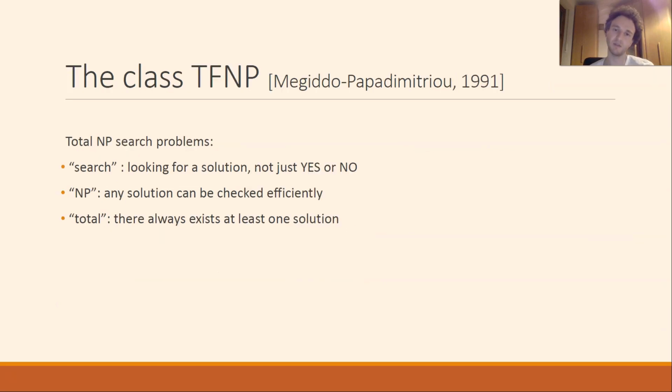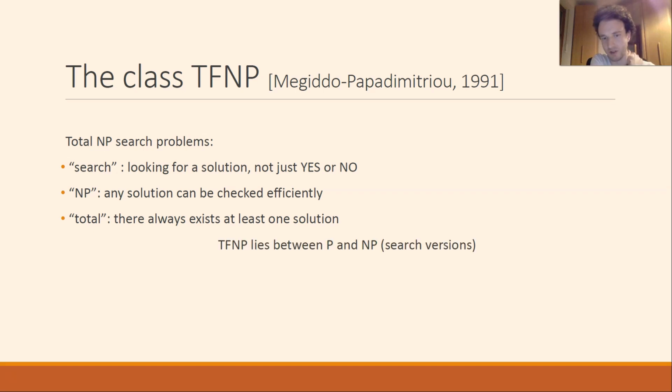So the class TFNP, defined by Megiddo and Papadimitriou '91, contains all total NP search problems. So there are three things to note here. First of all, we're talking about search problems. So we're looking for an actual solution, not for a yes-no answer. It's not a decision problem, it's a search problem. Then the problem should lie in NP, namely given any candidate solution, there should be a polynomial time algorithm that checks whether this is indeed a solution or not. And finally, the crucial property of totality. For any instance, it is guaranteed that there will exist at least one solution. So if a problem has these three properties, then it is a TFNP problem.